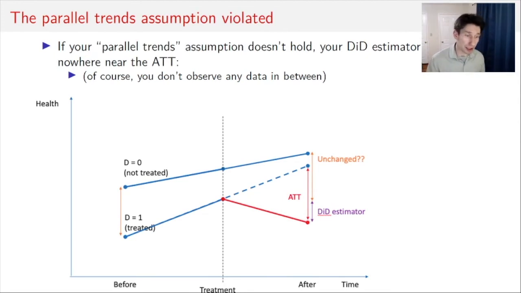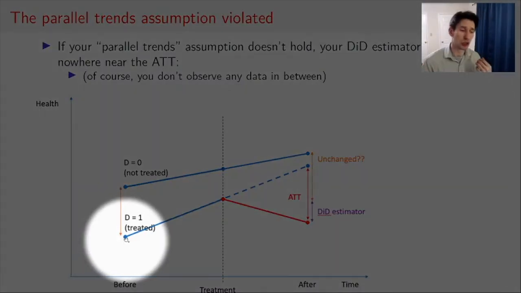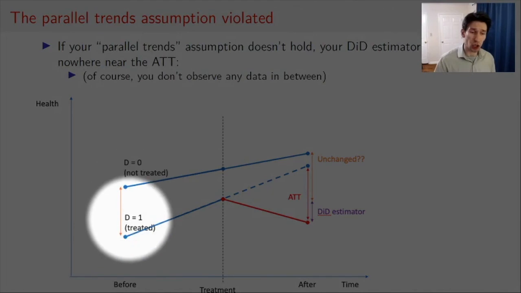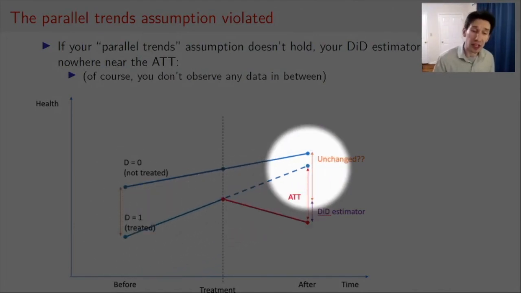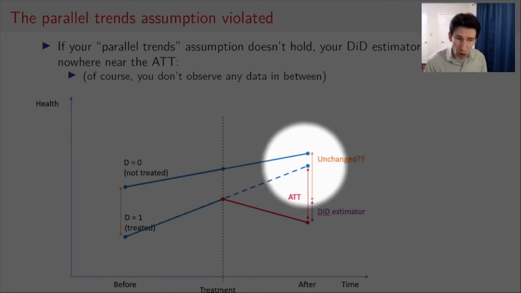Imagine something like this. The treated group was not on the same trend as the non-treated group. Their trend was a lot steeper. And so they would have ended up here if you had not treated them, very close to the non-treated.